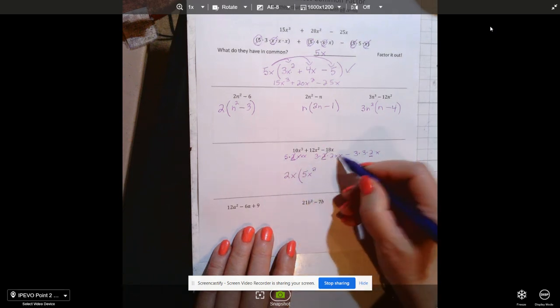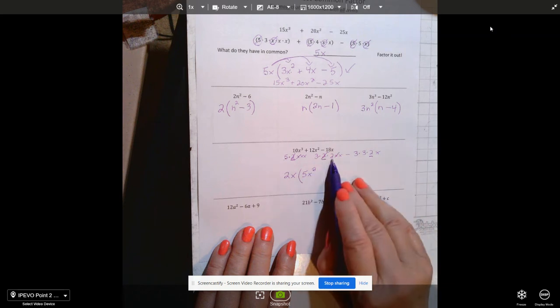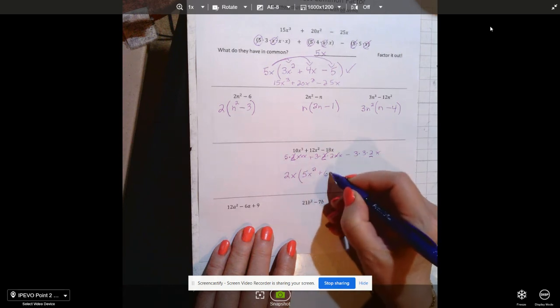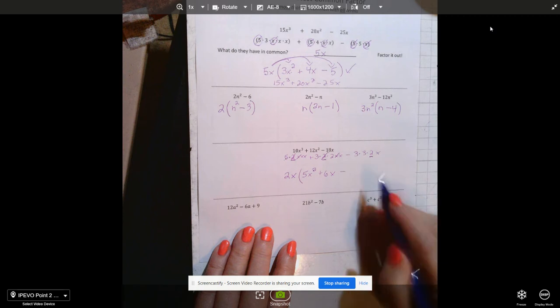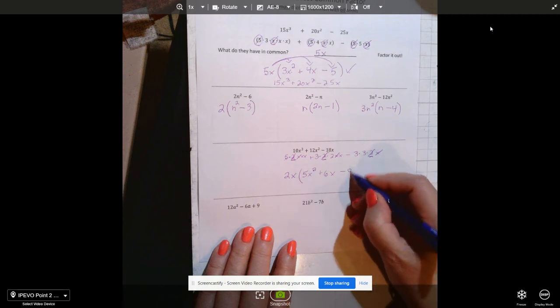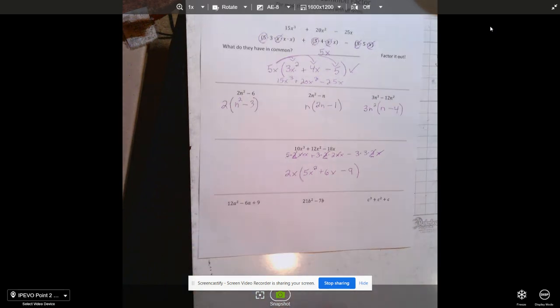Here I've taken out a 2 and an x, so if I multiply this back together, 3 times 2 is 6, and I still have an x. Bring down the sign. I've taken out a 2 and an x. 3 times 3 is 9. So now that would be factored out.